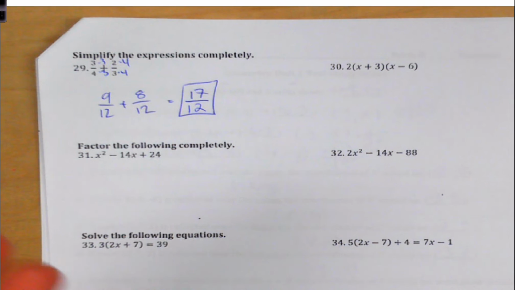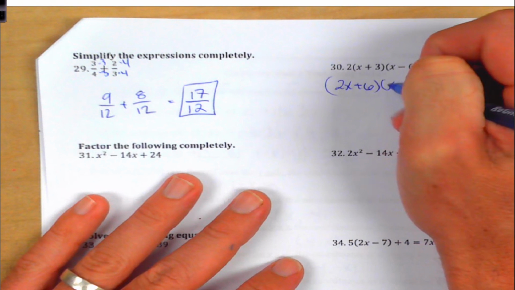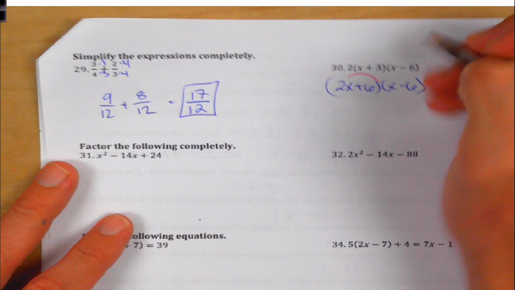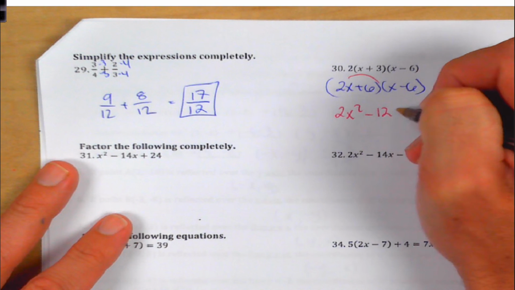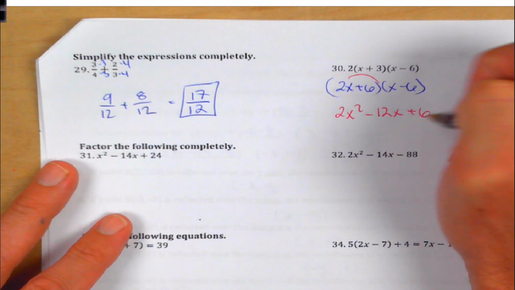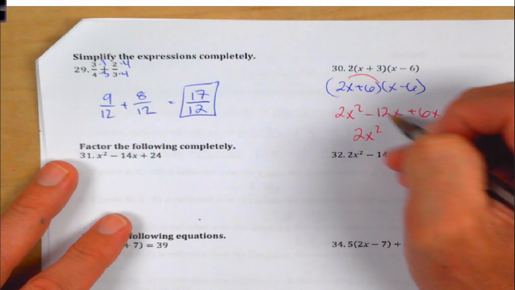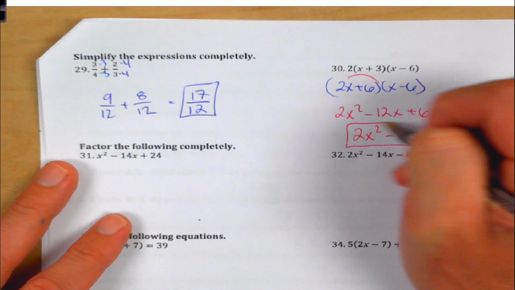All right, this guy right here, we're going to multiply. We can multiply the 2 in first and then do it, which is what I'll do, 2x plus 6. And then x minus 6. You can do the box method here. I'm going to do FOIL. So I'm going to get 2x squared, then minus 12x plus 6x, and then minus 36. So I get 2x squared, this becomes negative 6x minus 36, and we're done.